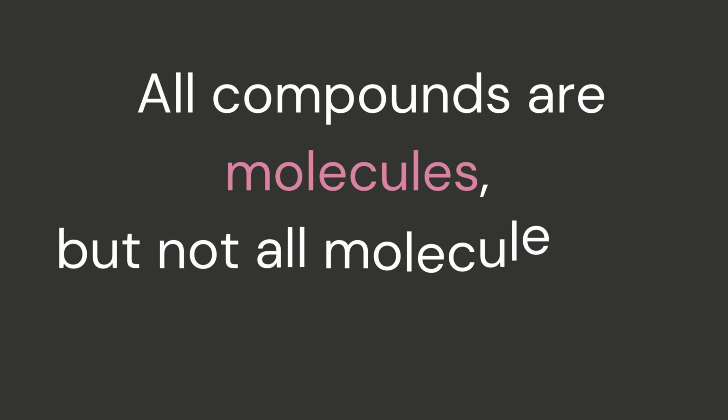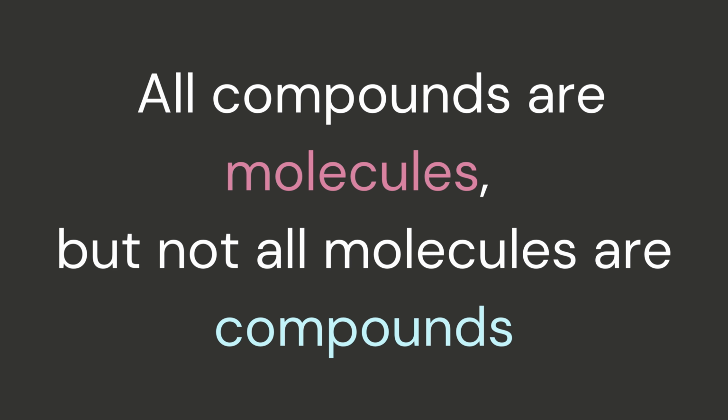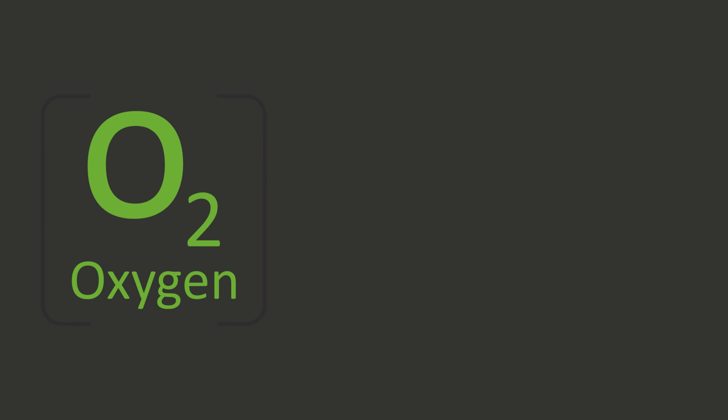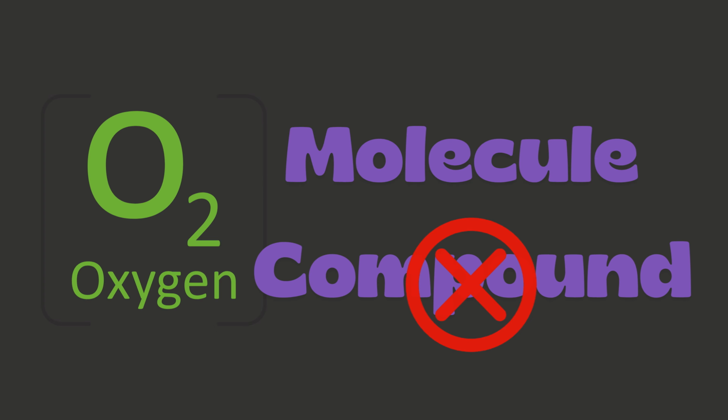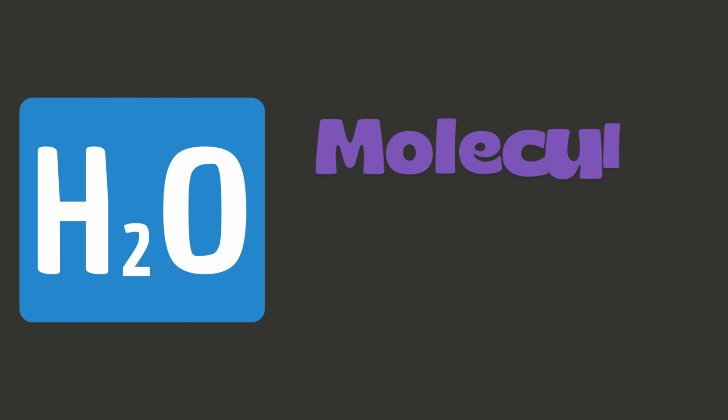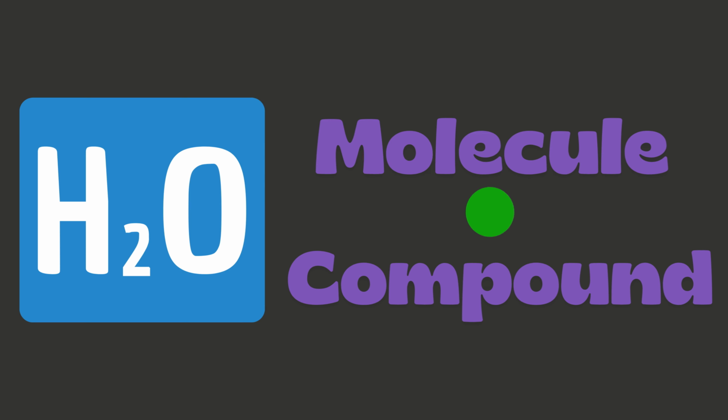Here's an easy way to remember it. All compounds are molecules, but not all molecules are compounds. O2 is a molecule, but not a compound, because it's made of only one type of atom. H2O is both a molecule and a compound, because it's made of 2 different elements.